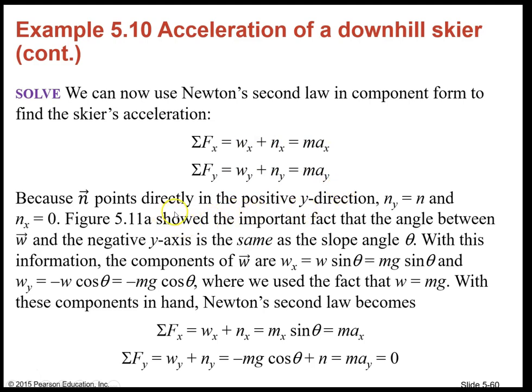Okay. We have the x, because n points directly in the positive y direction, that's the normal, and there is no horizontal normal force, it's in the y direction. So now we can figure out the y components first because we know the weight angle.